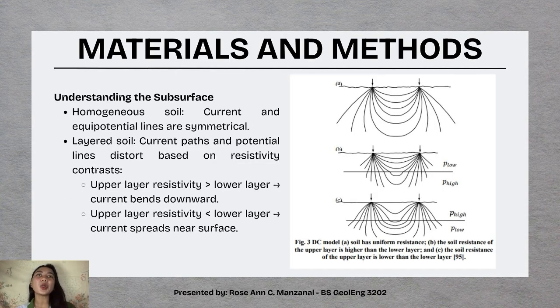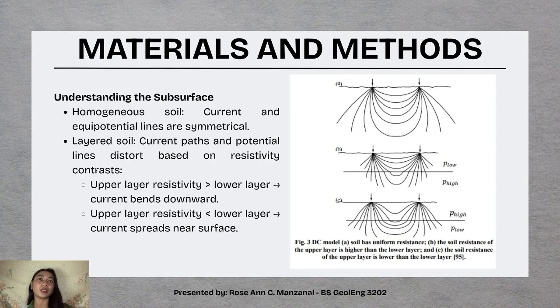If the ground is composed of uniform material, the current lines and equipotential lines will remain evenly spaced, as shown in the top model of Figure 3. However, if there are layers with different resistivities, the current flow and potential distribution will change. In the second model, the upper layer has a higher resistivity than the lower layer, so the current bends more deeply.